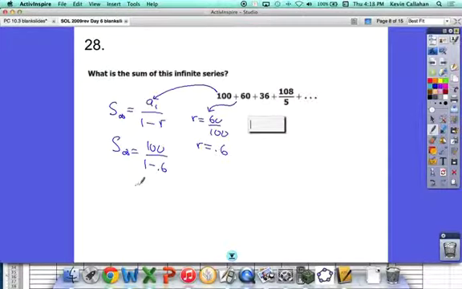I will finish calculating it, right? That's 100 over 0.4, which is 1,000 over 4, just multiplying top and bottom by 10 to get rid of the decimal. And 1,000 divided by 4 is 250. So there's the first.